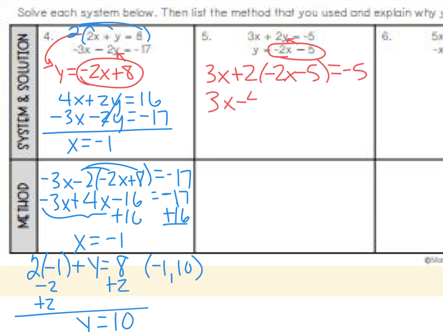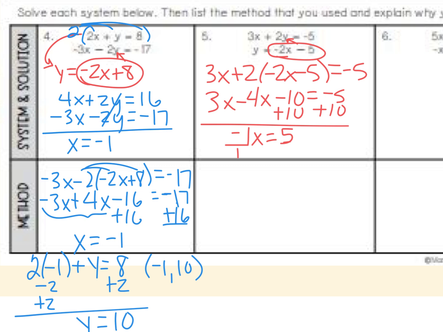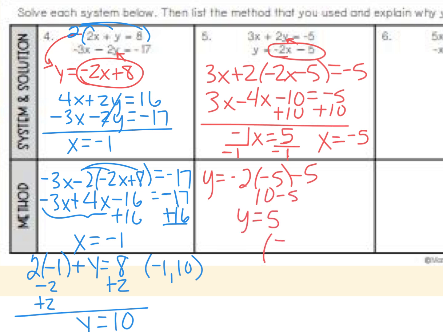And you're distributing. And again, just be really careful with your signs. I know we talked about that when we did this the first go around. So I have negative x equals 5, so make sure that x becomes a positive. Remember, we don't change our sign when we divide. So x is negative 5, and then you can plug it back in. So I have 10 minus 5, and y is 5. So on this one, we would get negative 5, positive 5.